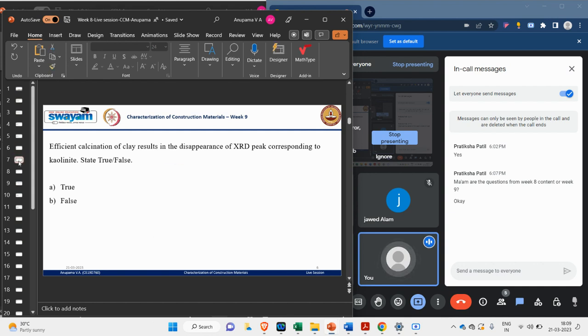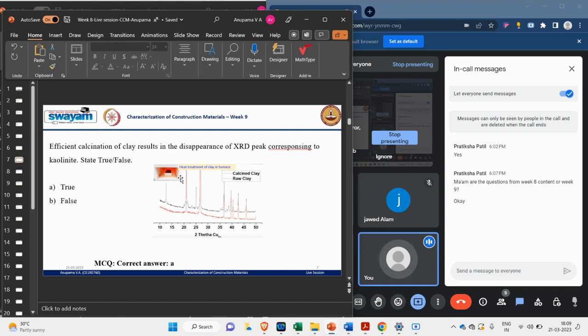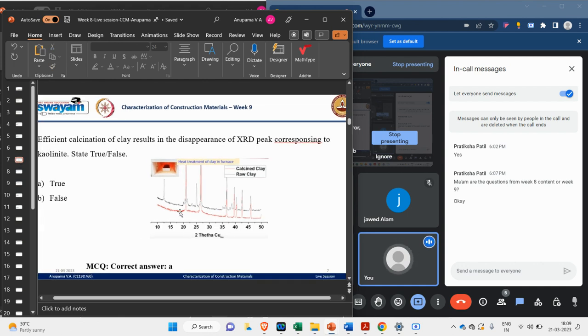Okay, I move to the answer now. The correct answer is true. That is the kaolinite peak. You can see this peak. These peaks correspond to the kaolinite. So those peaks are absent in the calcined clay XRD.